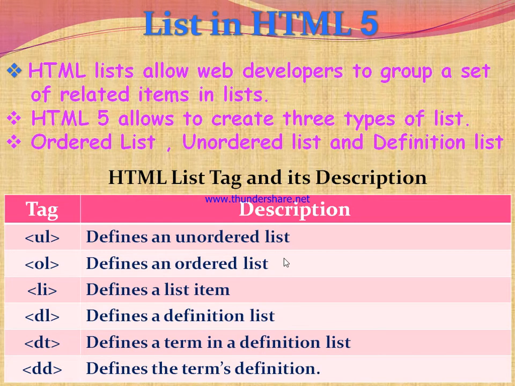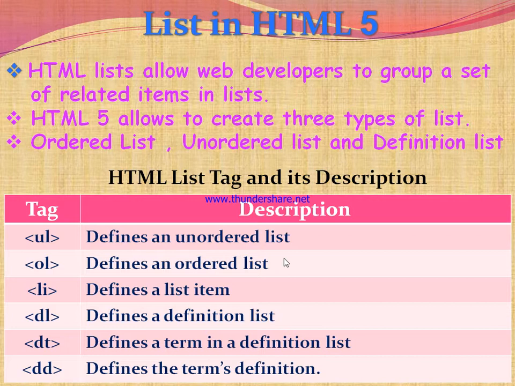So, list in HTML5 allows web developers to group a set of related items in a list. HTML5 allows you to create three types of list. Mainly, these lists are used to represent list items in a predefined format. So, let's start with the types of lists. The first type of list is ordered list, the second type is unordered list, and the third is definition list.